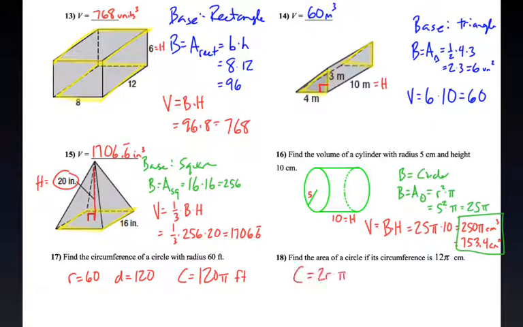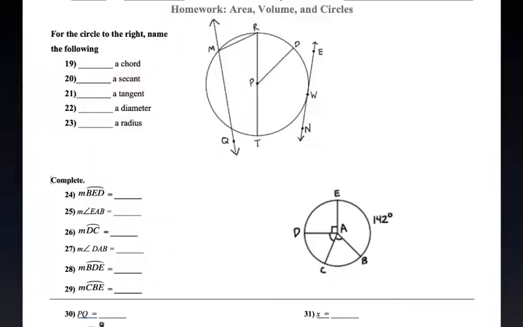The area of a circle with the circumference of 12 pi. So 12 pi is double the radius times pi. So 12 is double the radius, so the radius is 6. The area is the radius squared times pi, so 6 squared is 36. 36 pi centimeters squared is the area of the circle.